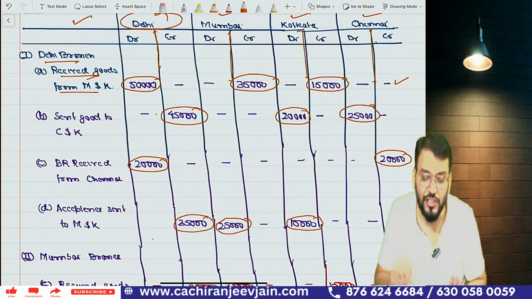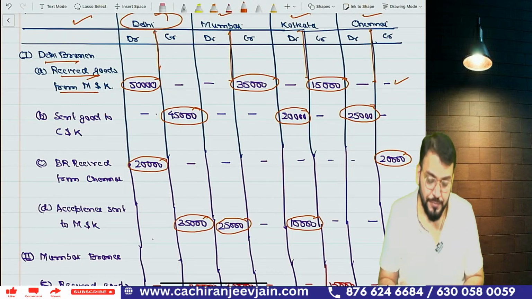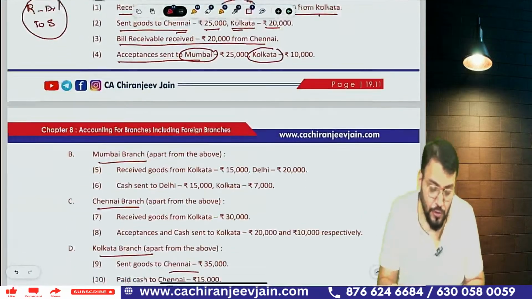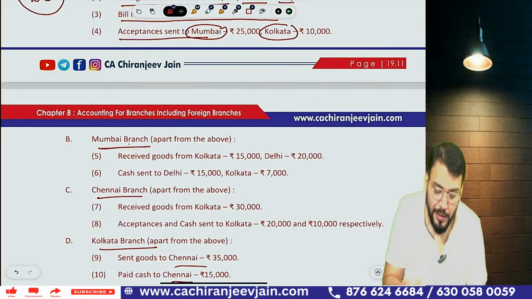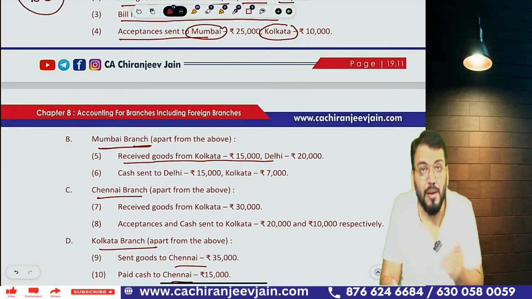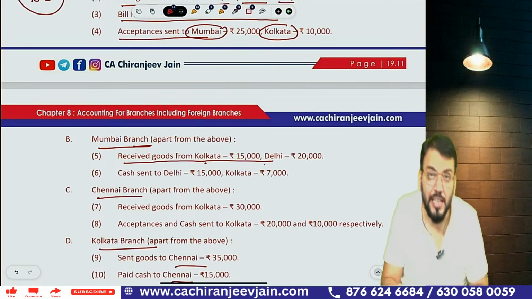First, the transactions of Delhi branch are completed. Now we'll come to Mumbai branch. So Mumbai branch, apart from the above transactions, Mumbai branch received goods from Kolkata and Delhi. So Mumbai will be debited and Kolkata and Delhi will be credited.